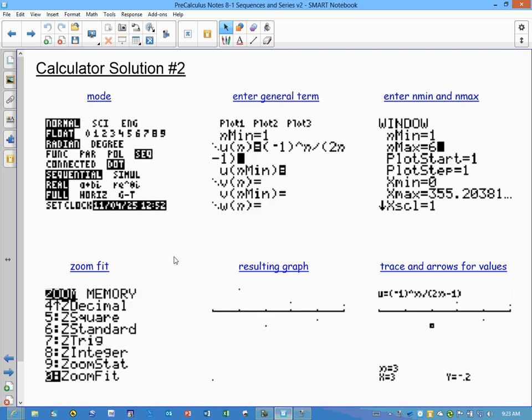Alright, and then the calculator way to plot them or make the graph was, again, we must be in sequential and dot mode. We're going to go into y equals to enter your general term. You're going to put that in u of n. You're going to put the general term. And then in the window, we're going to make our min max, and n min and n max is going to be our lower and upper bounds from 1 to 6. Then we're just going to do zoom fit, which fits a window to all of our numbers. And then, of course, we can use trace and arrow around to be able to see what the numbers are.